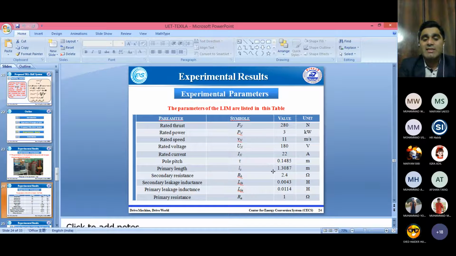The primary length of the machine, the secondary resistance, and the secondary leakage inductance are given here, and the primary leakage inductance and primary resistance are also given in this table. These are all the parameters for the LIM, or linear induction machine.